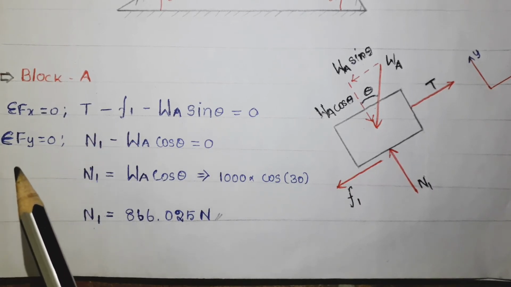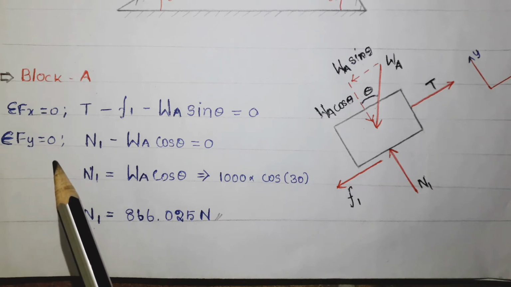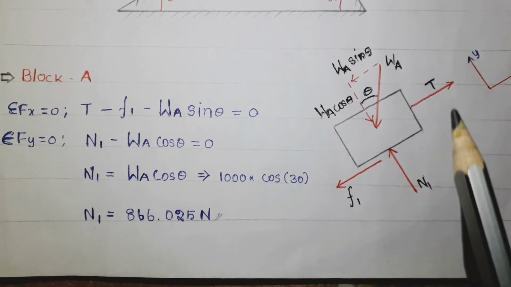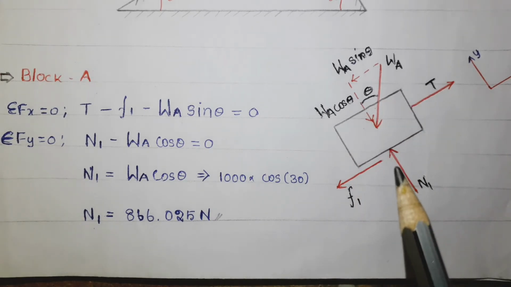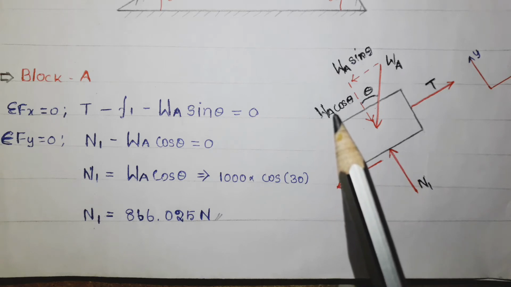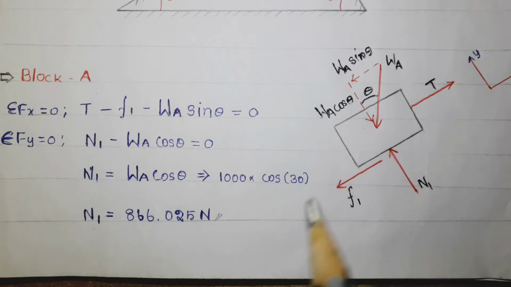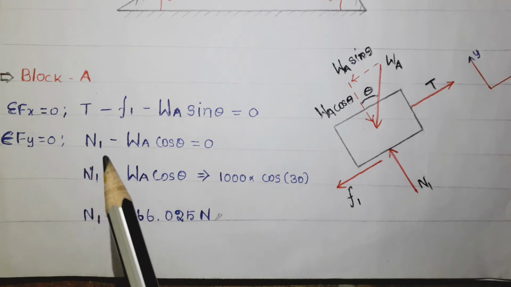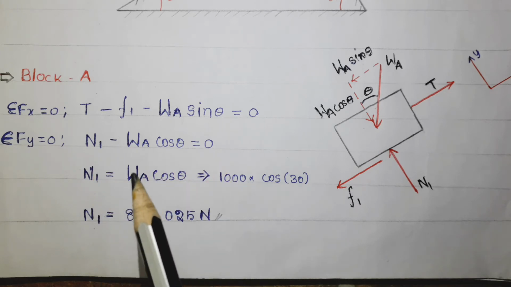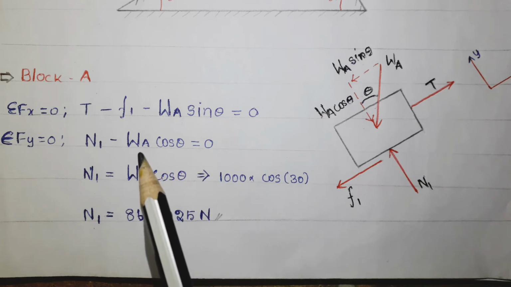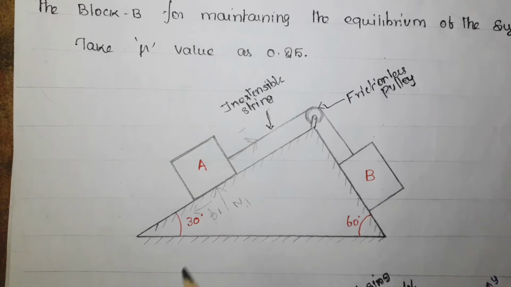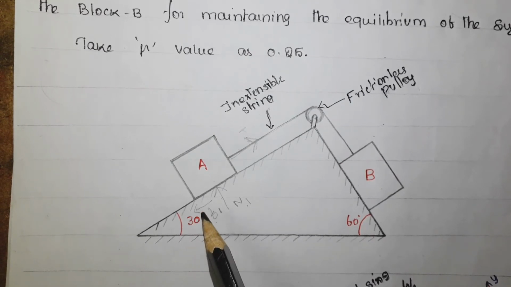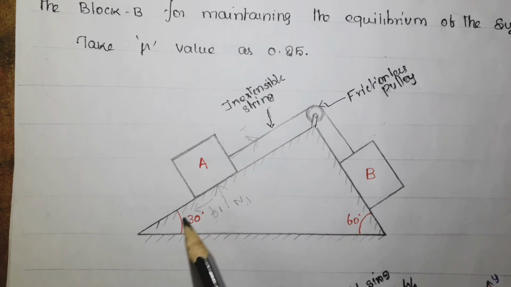Now let us go to the second equilibrium equation, where the summation of all y components is equal to 0. If you look at this diagram, there are two forces in the y direction. First one is N1, which is going upward. Another one is W_A cos theta, which is coming downward. So this is the negative one. Now this equation becomes N1 minus W_A cos theta equal to 0. If we take this equation, you know the value of W_A, which is 1000 Newton, and theta, which is nothing but 30 degree. Here I am going to refer only to the A block, which is resting on 30 degree inclined plane.